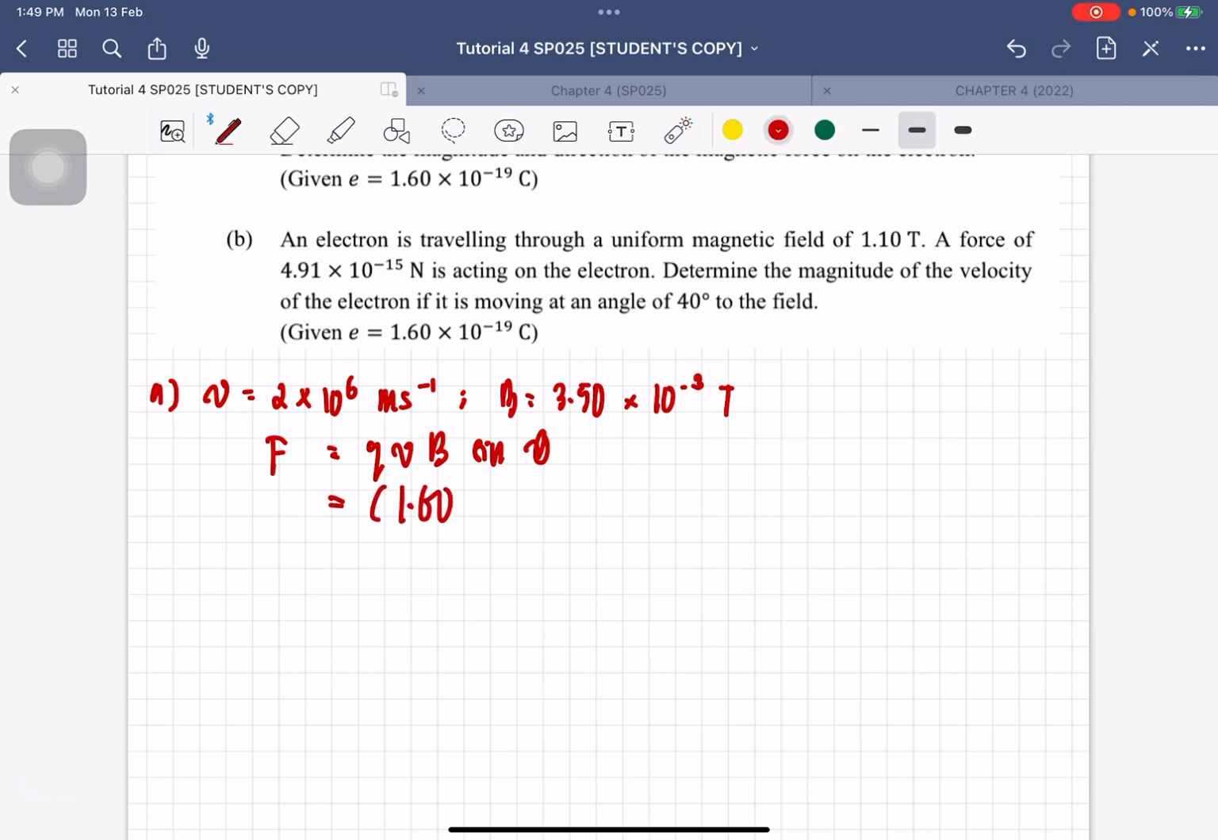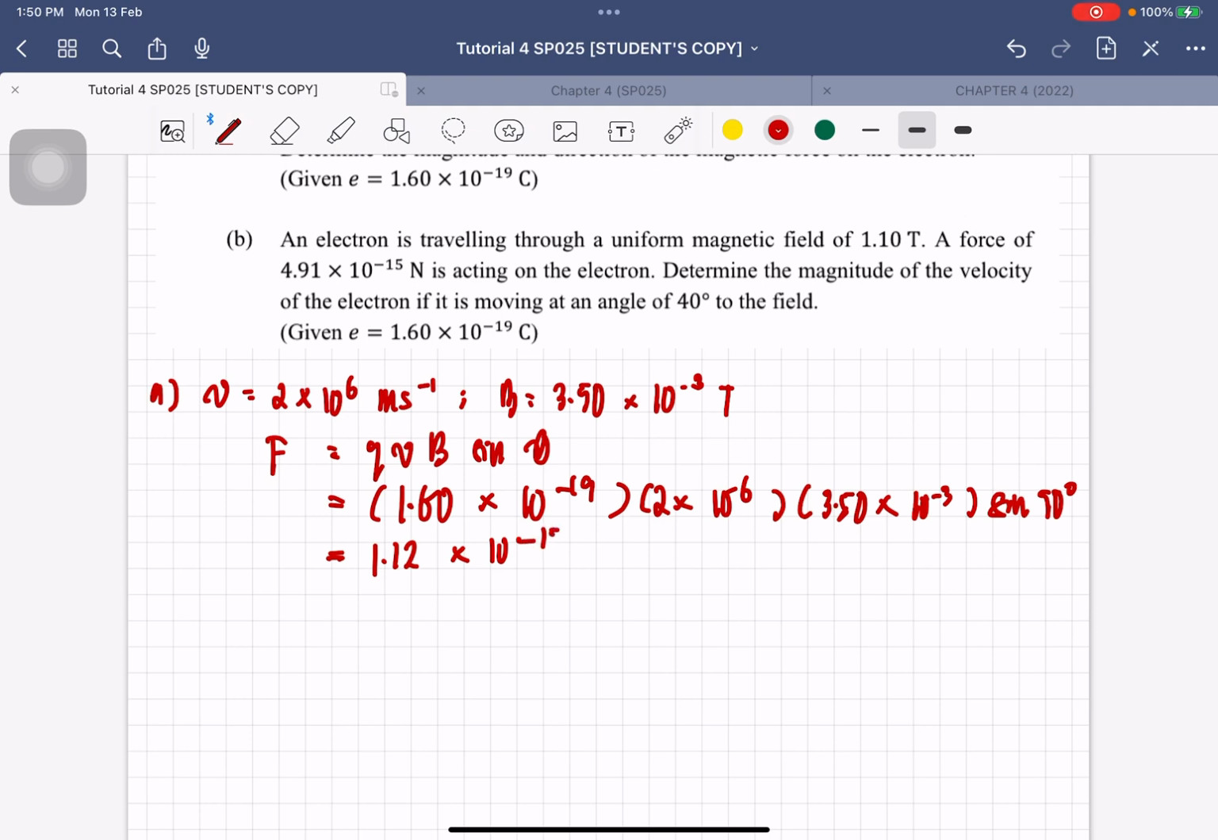So q is 1.6 times 10 to the power of negative 19, v is 2 times 10 to the power of 6, B is 3.5 millitesla. Sine, this is perpendicular, so sine 90 degree. So you will get 1.12 times 10 to the power of negative 15 Newton.